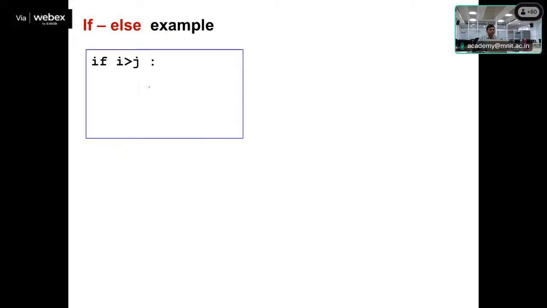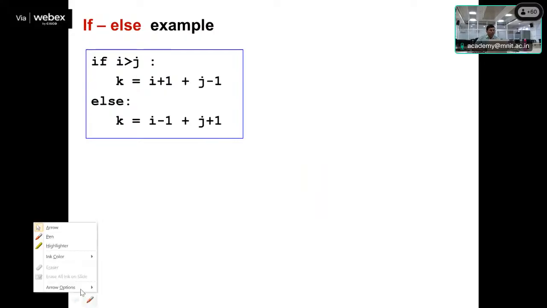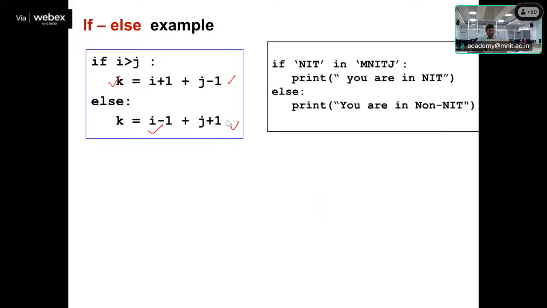So if i is greater than j, we can perform the statement k = i + 1 + j - 1. This statement is going to take place. Otherwise, k = i - 1 + j + 1. This statement is going to take place. Okay. So in this if statement, we have two options, either option 1, i + 1, or i - 1, is going to take place. So both blocks consist of only a single statement, right?